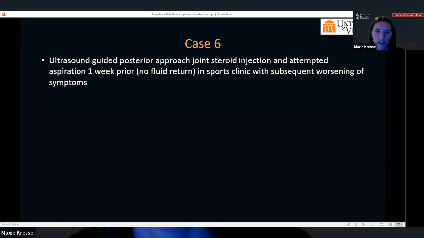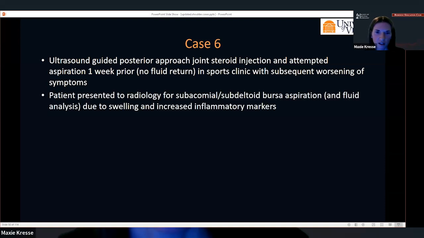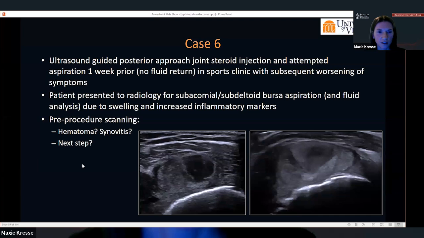So they decided to send the patient to radiology for a subacromial subdeltoid bursa aspiration. They wanted to get fluid analysis because the inflammatory markers were up, and to make sure there's no infection, abscess, or anything else going on. So the patient comes into radiology. Here are the initial images.